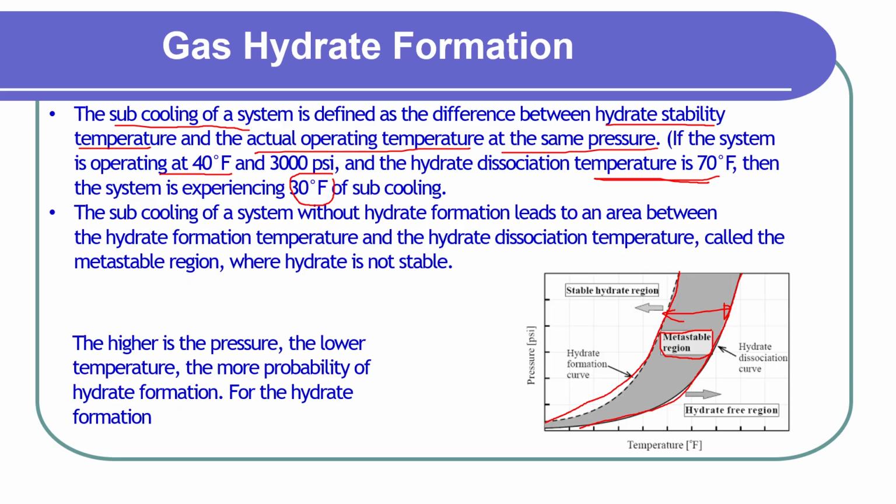This subcooling without hydrate formation leads to the area between the hydrate formation curve and the hydrate dissociation curve, which is called the metastable region, where the hydrate is not stable, which means that it can dissociate easily.